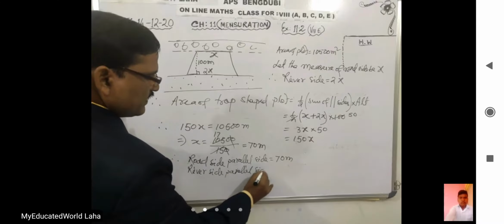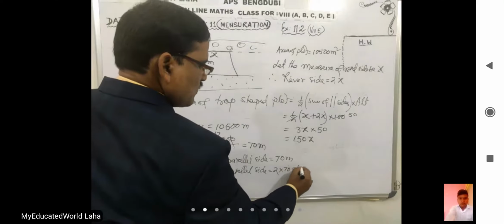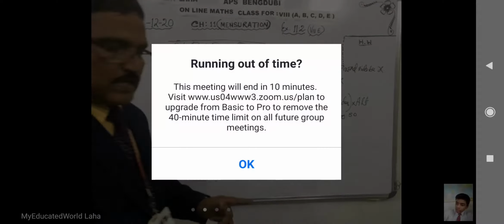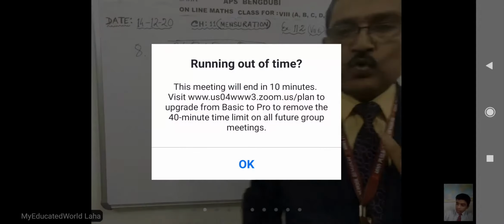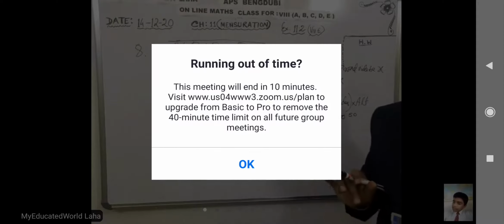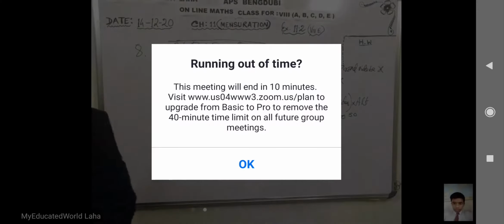Side is 2 into 70, that is 140 meter. So you have got the measure of two parallel sides of the trapezium shaped plot from this calculation. Understood? Complete it quickly. I can do one more question. Time is running out. 5 minutes left.